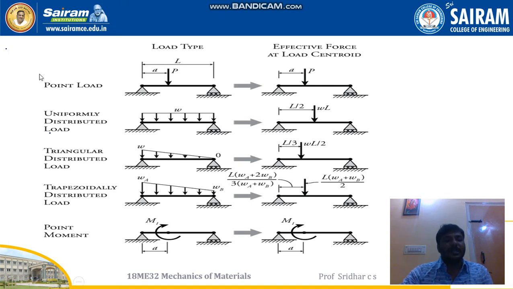The next one, after the uniformly varying load we have seen, is another type of uniformly varying load that we call a trapezoidal distributed load. You can see the load varying from this point to this point, from second to third, third to fourth, and similarly like this. The load is completely varying from one point to the other.